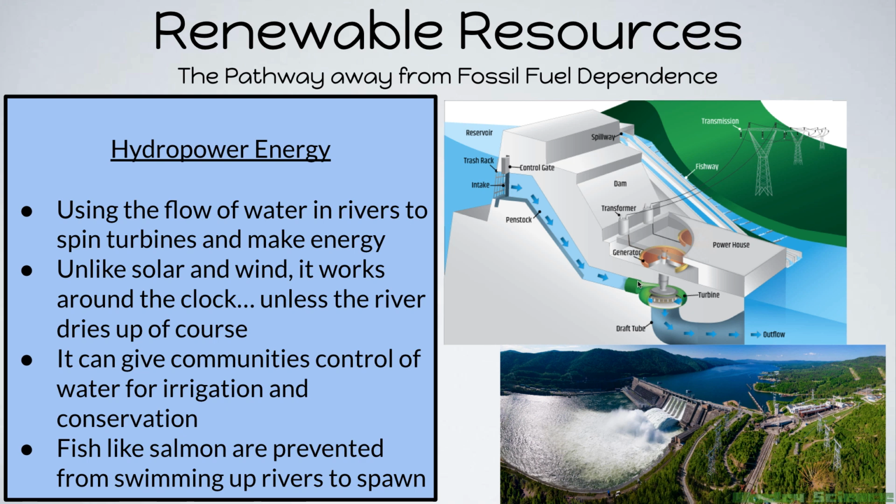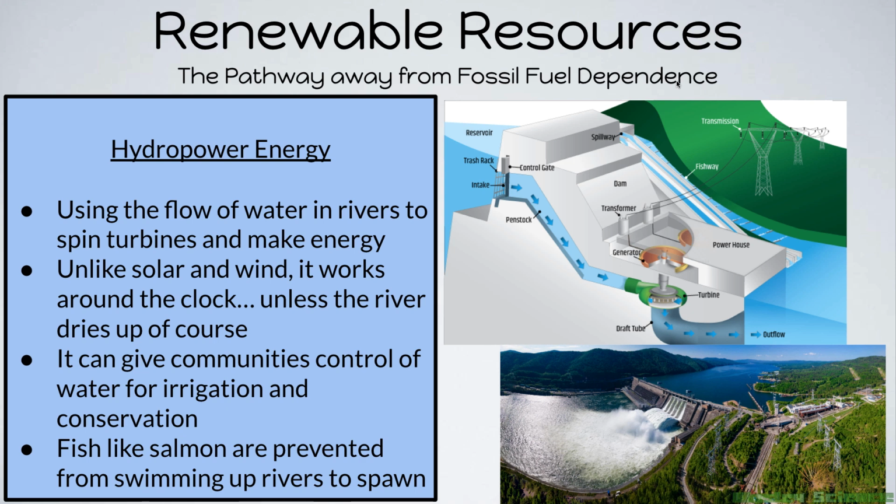So unlike solar and wind, it works around the clock. Unless the river dries up, of course, which is actually happening at the Hoover Dam. It can give communities control of their water for irrigation and conservation, and the reservoir can become like a park, a place for people to go fishing or boat recreation, things like that.